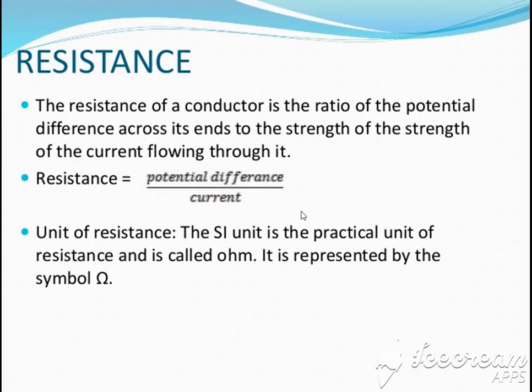Or if you see the formula of resistance, that is V divided by I. So it can also be defined as the ratio of potential difference across its ends to the strength of the current flowing through it, that is R is equal to V divided by I. The unit of resistance is ohm, and it is represented by the symbol Ω.